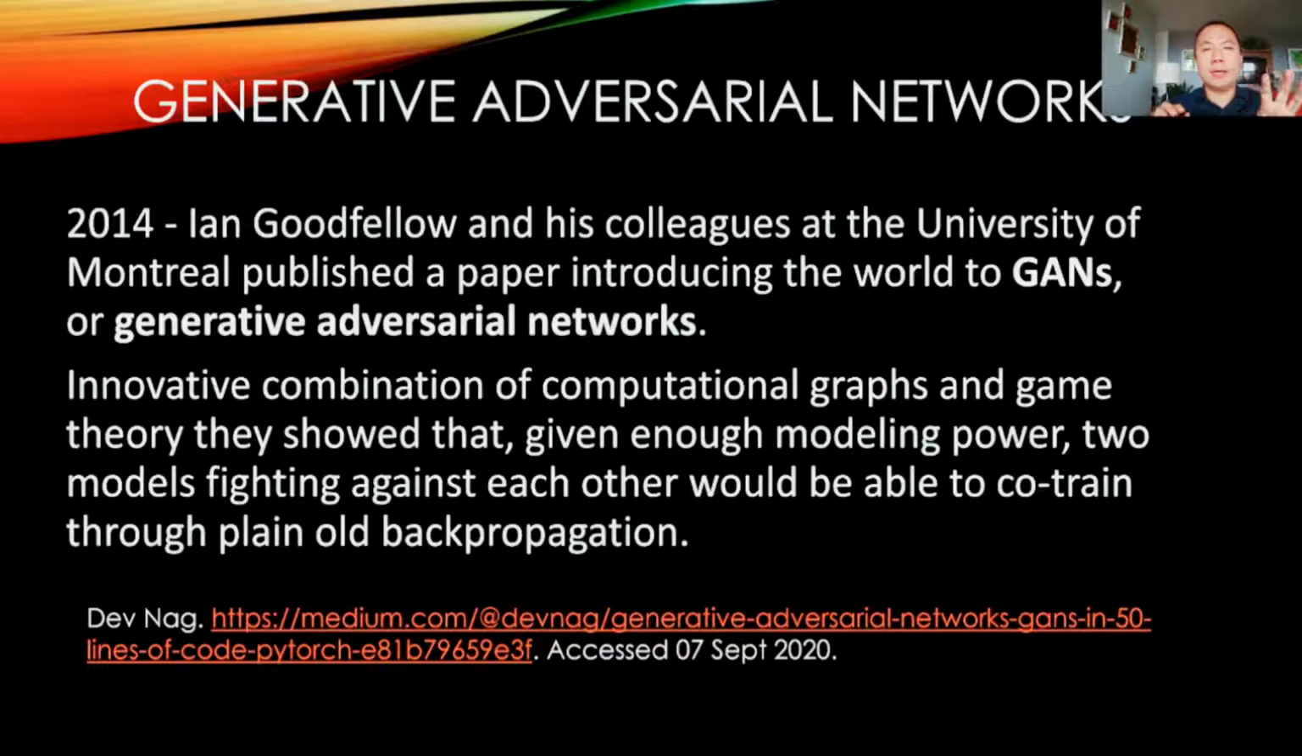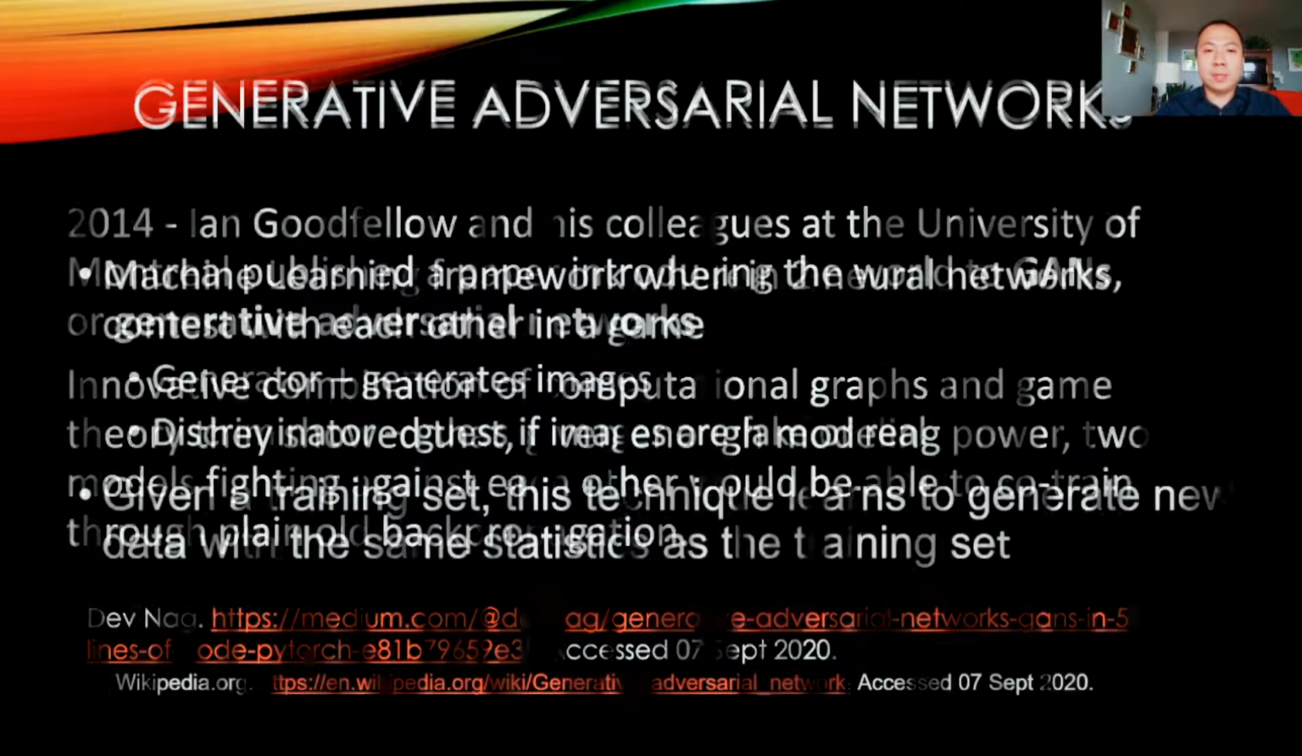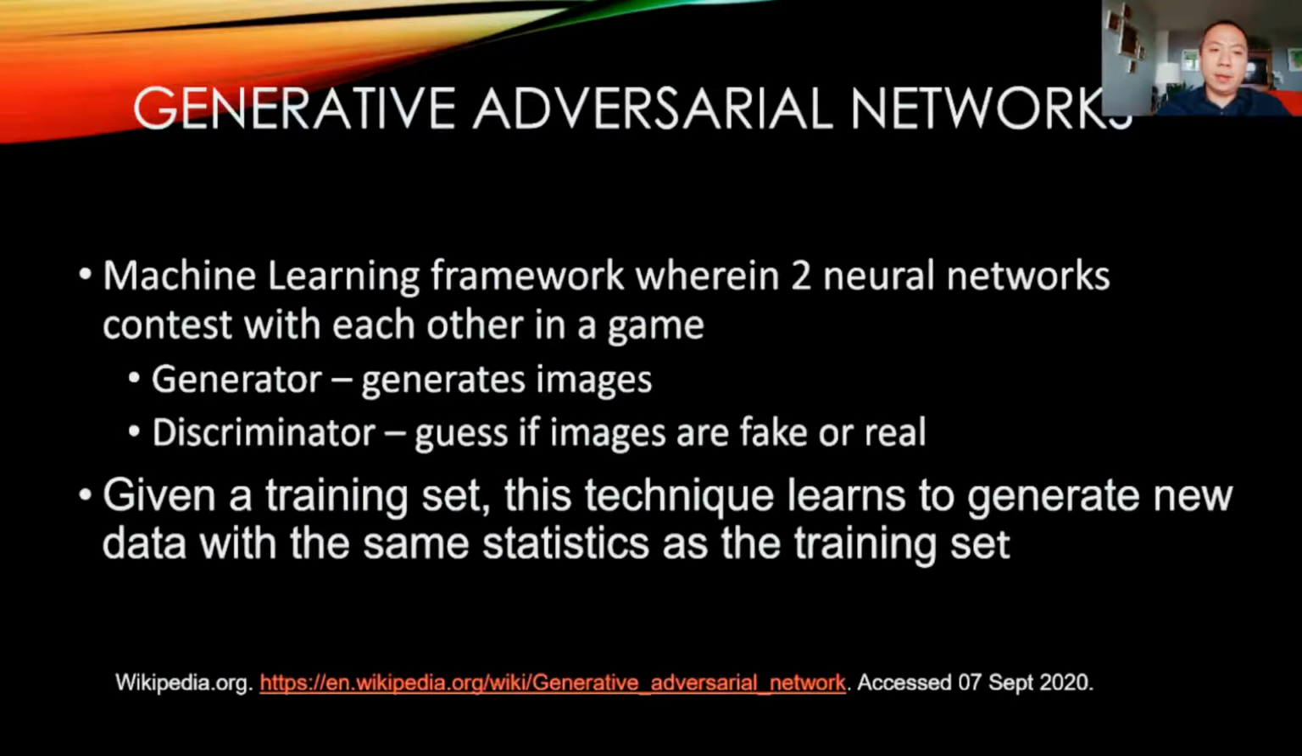One is the generator, which just generates everything, and one is the discriminator, which tries to correct everything that the generator creates. So again, when we talk of GANs, it is just a simple machine learning framework wherein you have two neural networks in contest with each other in a game.